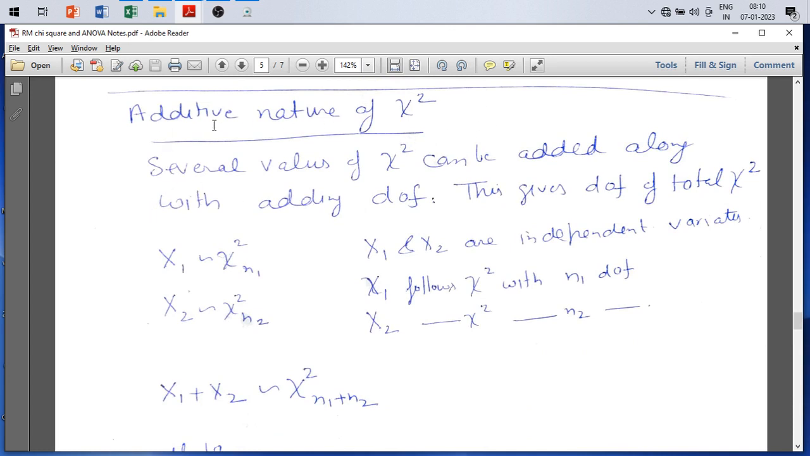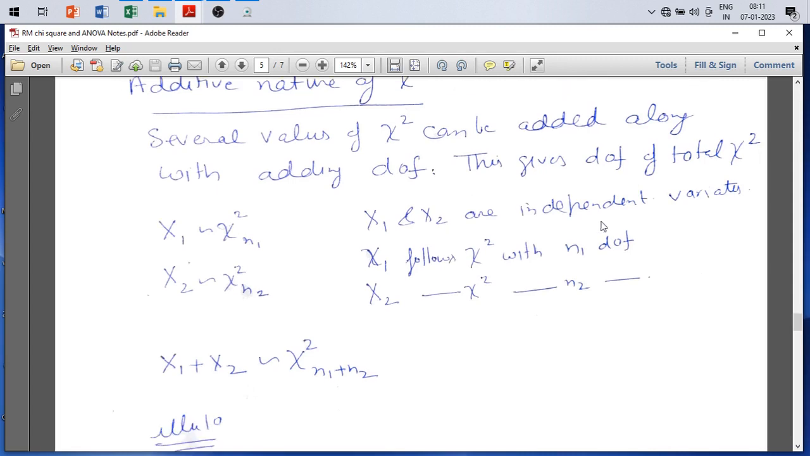But basically, what it means is that several values of chi square can be added along with adding their degrees of freedom. Okay, this gives the degree of freedom of the total chi square. Okay, so let us say x1 and x2 are independent variates, and they both follow chi-square distribution. So x1 has a chi-square distribution and degree of freedom is n1, and x2 also has a chi-square distribution, degree of freedom is n2.